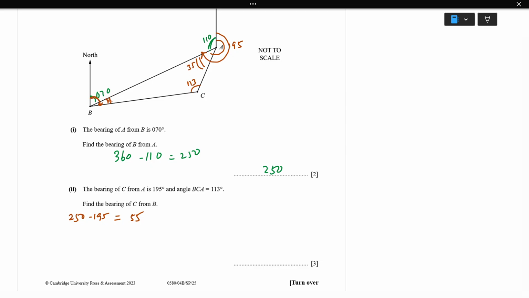Now we can find this angle easily because 180 minus (55 plus 113) equals 12. So this angle is going to be 12. So the entire angle is going to be 70 plus 12. So the bearing of C from B is 70 plus 12, which is 82.